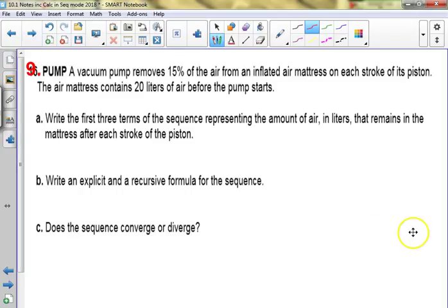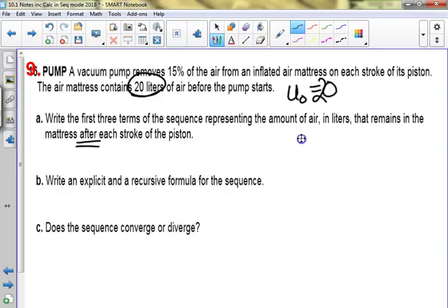All right, I'm going to do this application real fast because it says you have an air mattress and you're pumping out the air. That's negative. Well, kind of. It's not really negative. It's removing it. If it starts out with 20 liters, find the first 3 terms representing the amount of air that remains after each stroke. So is 20 liters after the first stroke out? The first pump removing the air? No, it's before you ever start. It's term 0. There's 20 liters in there.